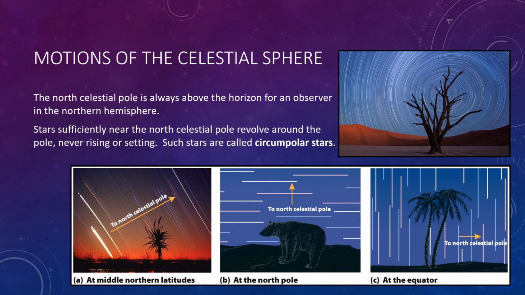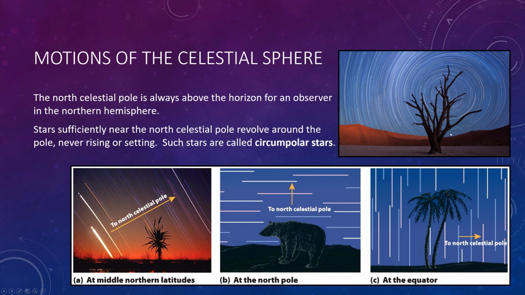So continuing on with this, for an observer that is anywhere in the northern hemisphere, the North Celestial Pole is always above the horizon. Again, you can see that here in the image at the top right. As Earth turns from west to east, it appears to the observer that the celestial sphere turns from east to west. Stars sufficiently near the North Celestial Pole actually revolve around the pole. They never rise or set. And so we call those stars circumpolar stars.